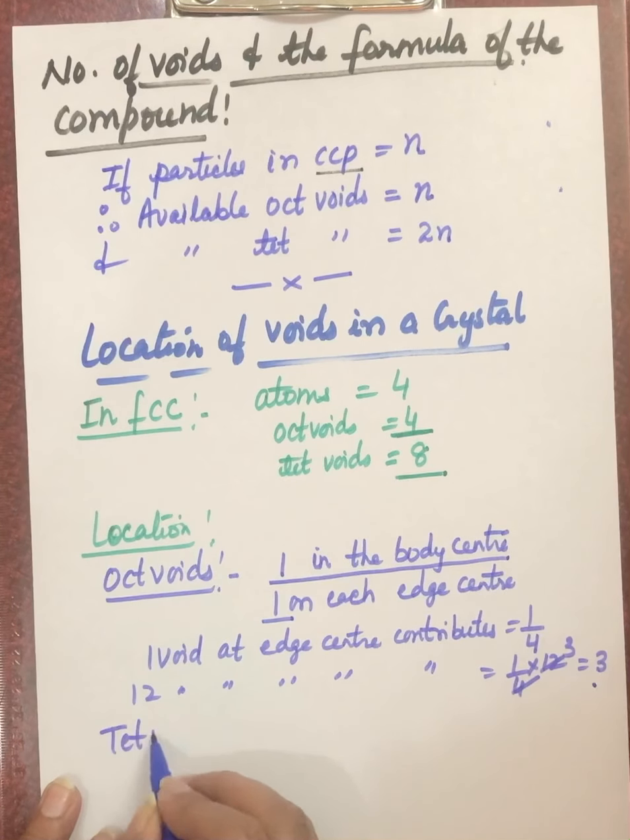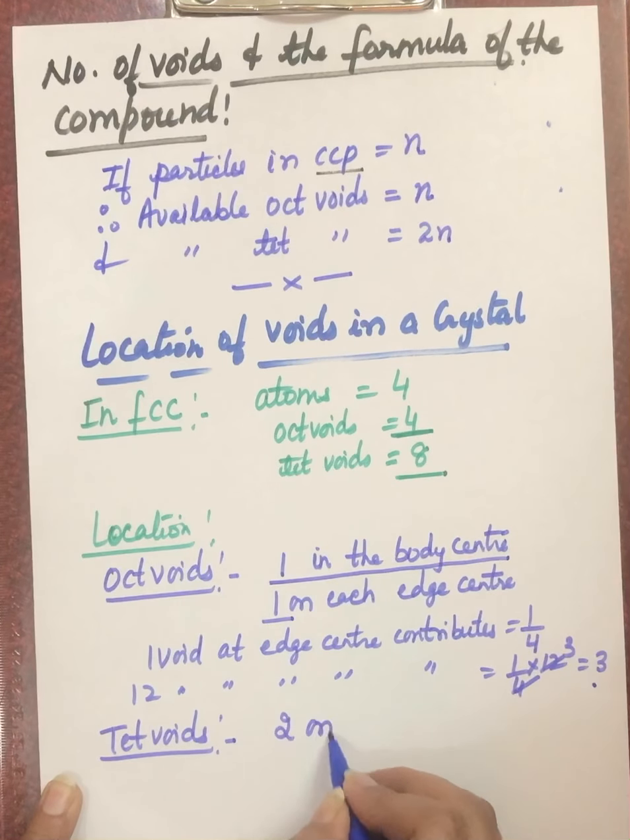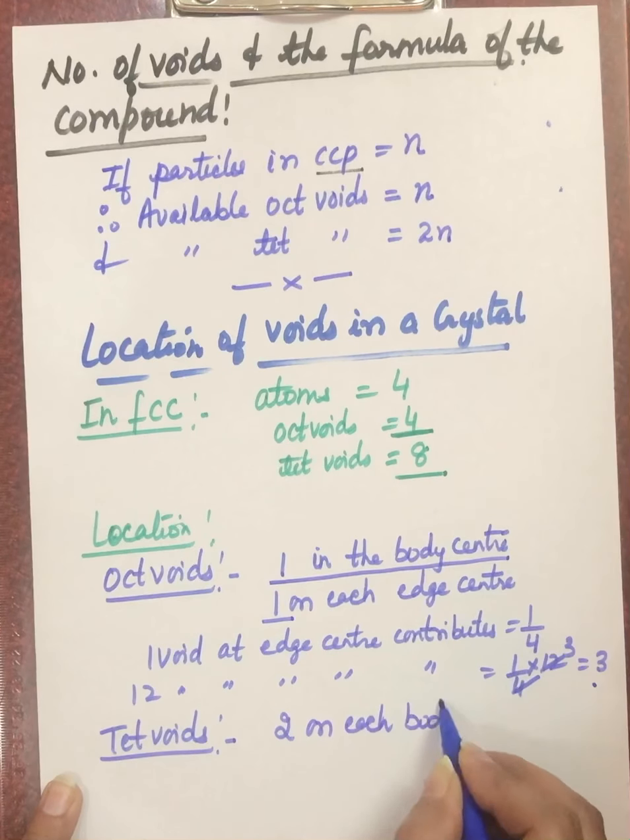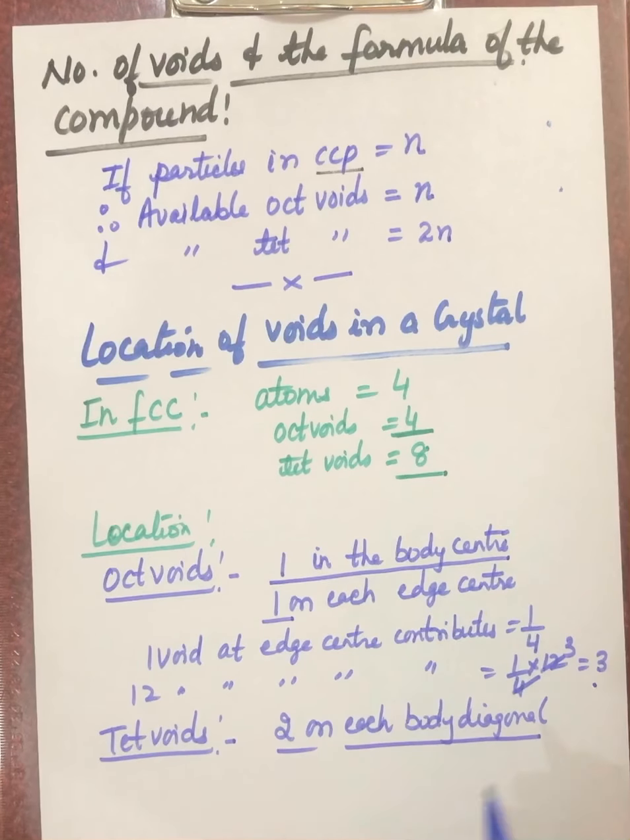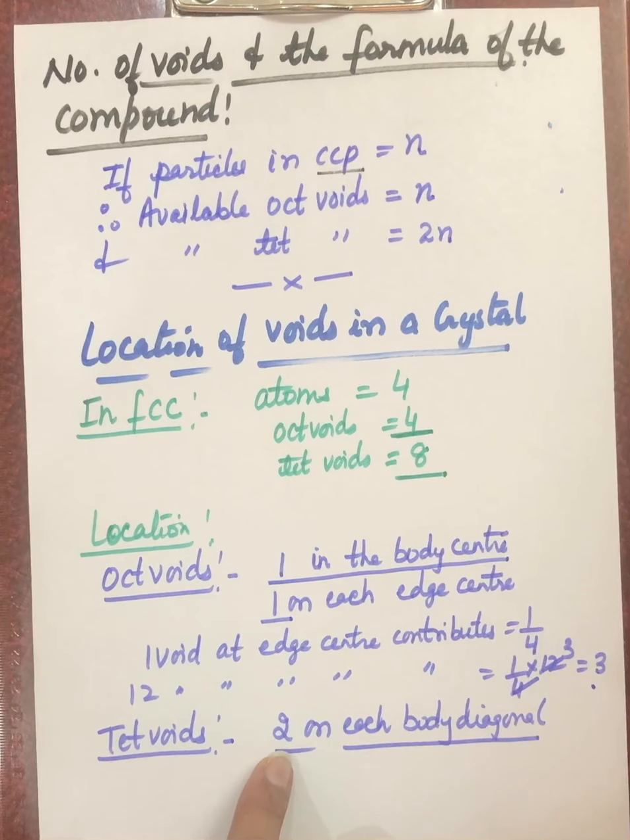Now the location of tetrahedral voids. Where are tetrahedral voids present? 2 on each body diagonal. And how many body diagonals are there in a unit cell? There are 4 body diagonals in a unit cell. Inside the unit cell there are 4 body diagonals. And 2 on each body diagonal, they are contributing completely to that unit cell because body diagonals are just inside the unit cell only. So they are completely contributing to that unit cell.